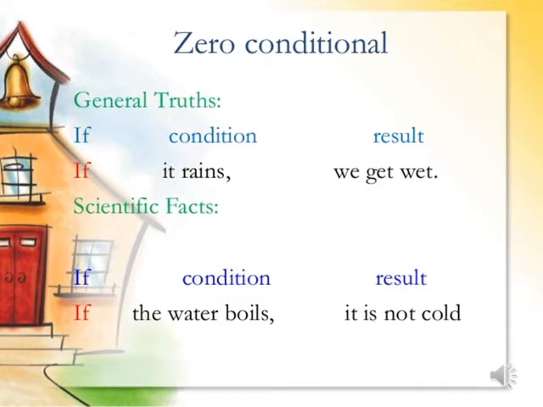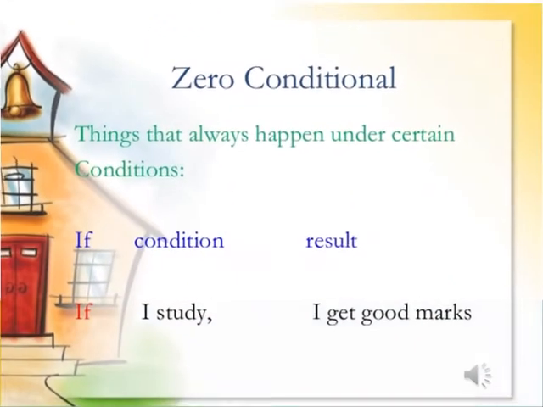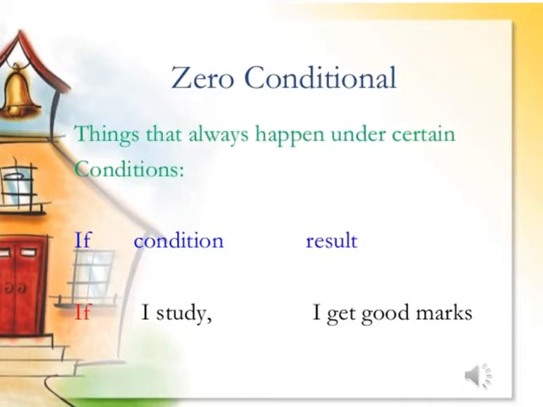We use this also for scientific facts. We have if, condition, and result. If, the condition, the water boils, the result, it is not cold. We use this also, the 0 conditional, for things that always happen under certain conditions. If the condition, I study, the result, I get good marks.